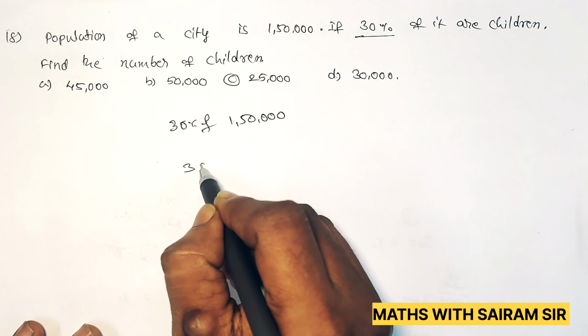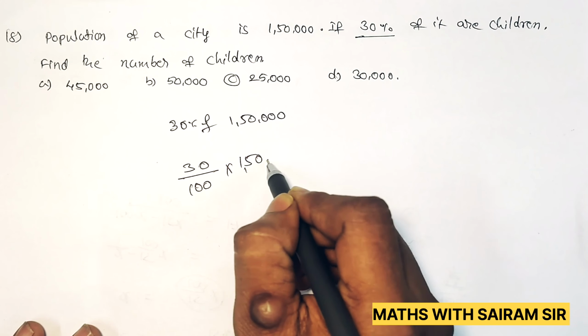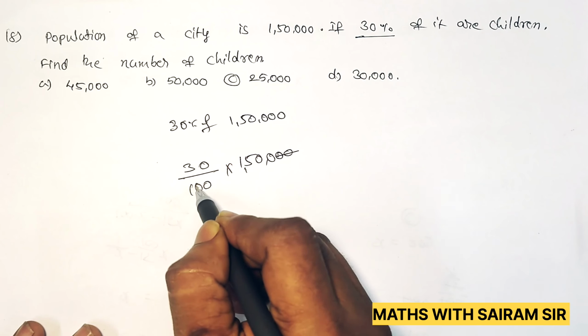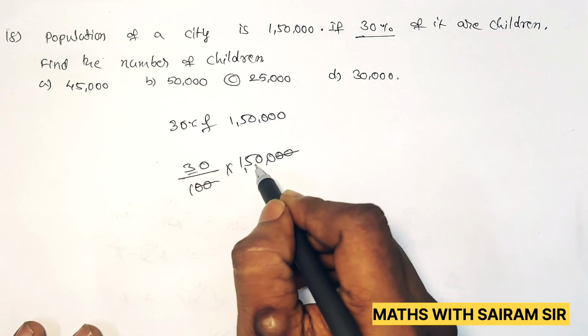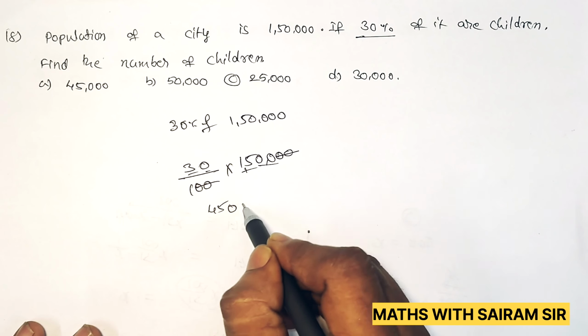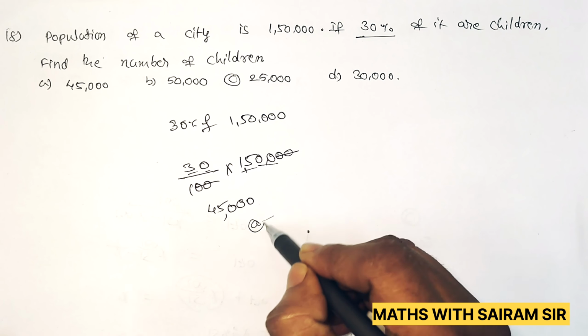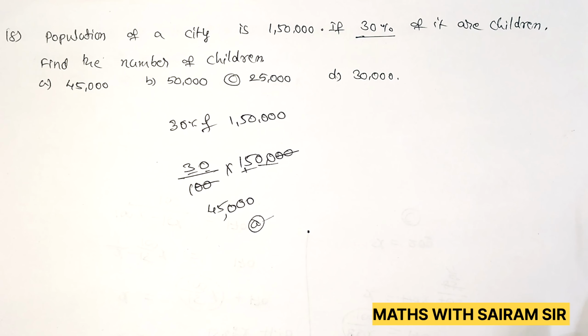So 30% means 30 by 100 into 1,50,000. Two zeros get cancelled. So 3 fifteens are 45. Here, in this, two zeros are left over. So you get 45,000. So the number of children is 45,000. That is option A is the correct one.